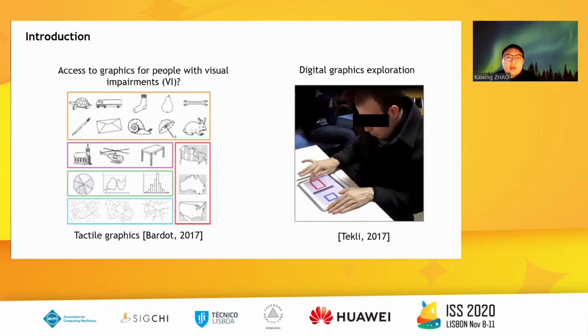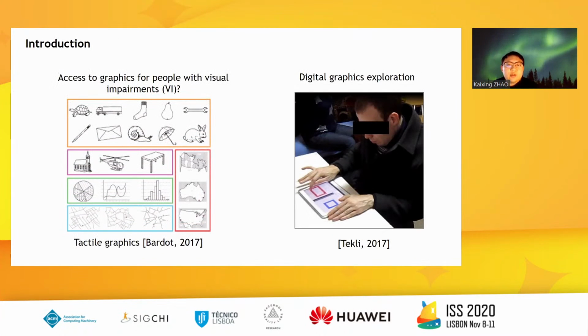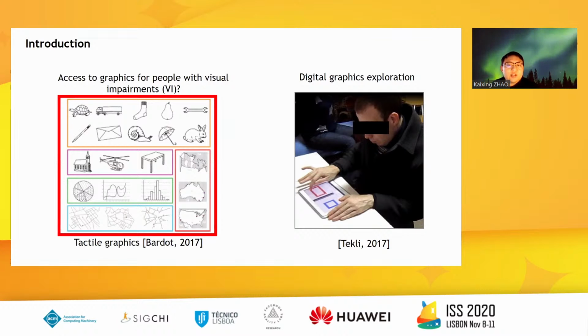As you may know, graphical information, for example, maps, schemas, mathematical graphs, drawings, etc., is very useful for conveying information. However, access to graphics is always a challenge for people with visual impairments. Generally, people with visual impairments use tactile graphics, as you can see on the left, which are rare because they rely on specific expertise and are also time-consuming to make.